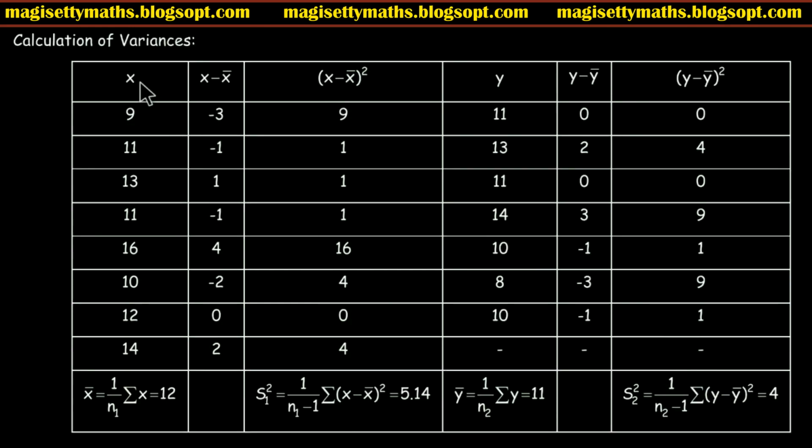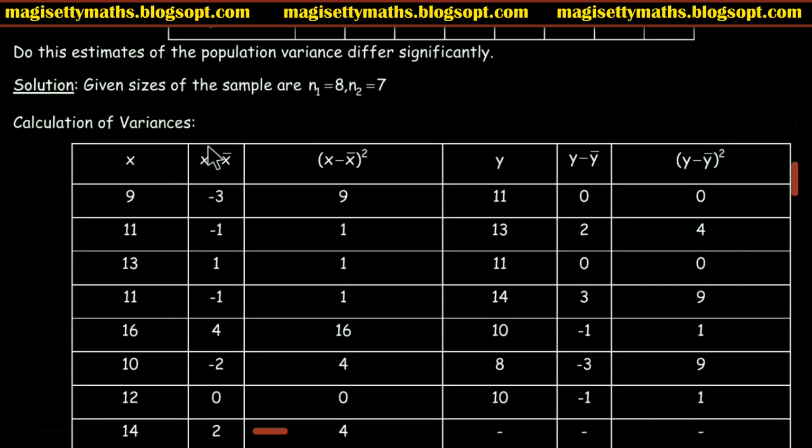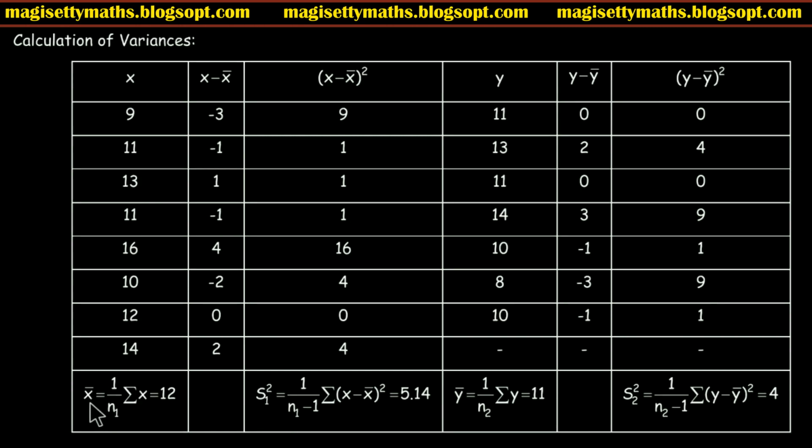Now taking the first sample data x and x minus x bar, where x bar is the mean of the first sample, that can be evaluated by using this formula: x bar equals 1 by n into summation x, that equals 12, that is the sum of all these values divided by the size of the sample. x minus x bar: x is 9 minus x bar 12, that is minus 3. Similarly 11 minus 12 is minus 1, and so on. Now taking the squares of these differences, x minus x bar whole square, these are the squares of the differences.